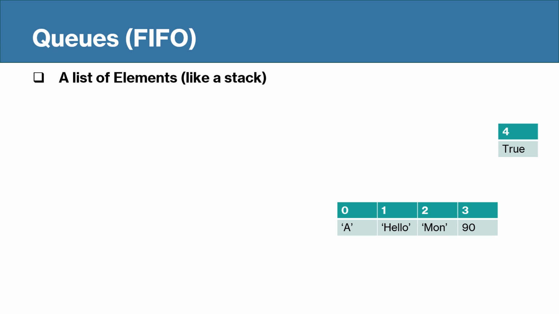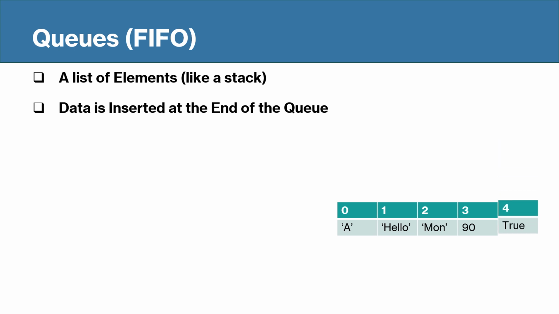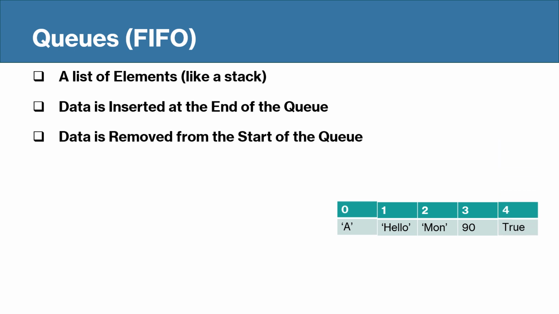Our next data structure is queues. Queues are similar to stacks, and data is inserted to the end of the queue, or data is removed from the start of the queue.